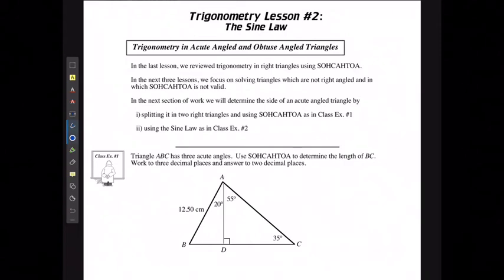Now that we've reviewed the right angle triangles, we're going to start to take a look at acute angled and obtuse angled triangles. So triangles that don't fit into that nice, easy right angle ratio. So we saw that we could use the SOHCAHTOA, like we did in grade 10, in order to solve the right angle ones. In the next section, we're going to determine the side of an acute angle triangle by either splitting it into two right angle triangles and using the SOHCAHTOA, or by using the sine law, which is going to be our first new method.